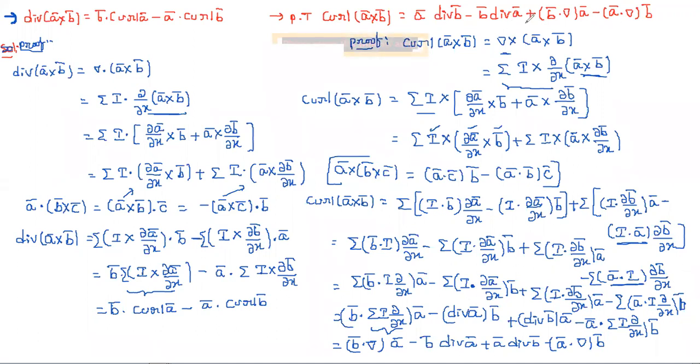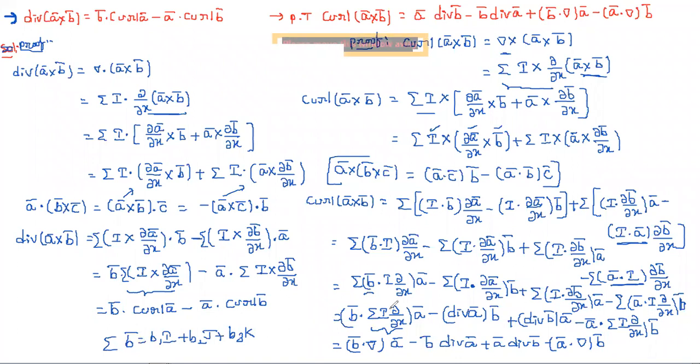Here is what they asked. For that I'm writing this as b bar dot i dou by dou x into a bar. So a bar and b bar are constant vectors. There is no change in that. Then in the last step also I wrote i dou by dou x into b bar. Is there any change in that summation for b bar? Suppose b bar is equal to b1 i plus b2 j plus b3 k. If you are applying summation, is there any change in that? No. It is a constant vector, so there is no change in that.